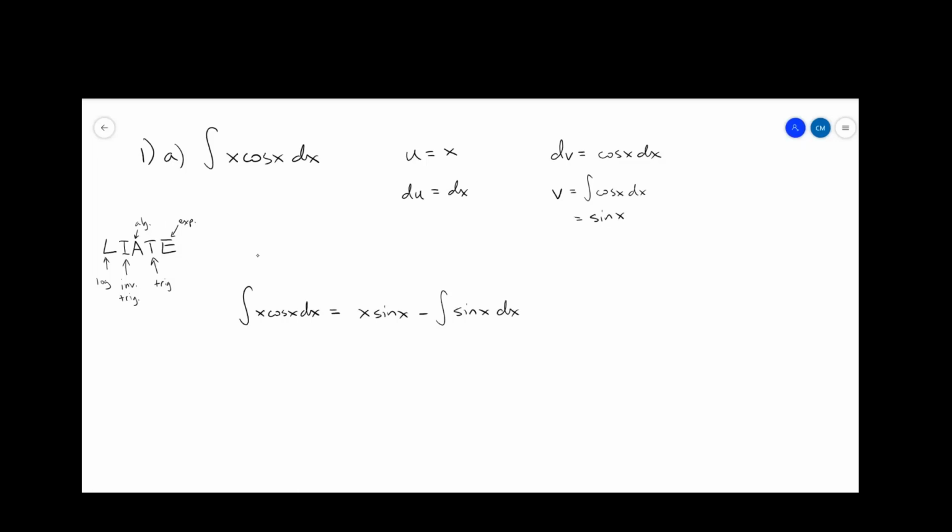So you can see why this is a good thing to do, right? Because what do we have left now? Now we have an integral that's pretty easy to do, right? The integral of sine x by itself. We've got x sine x. The integral of sine x is going to be negative cosine x, so that becomes plus. And then we just put the plus C on the end, and there we go. There is our antiderivative for x cosine x. Okay, any questions on that?